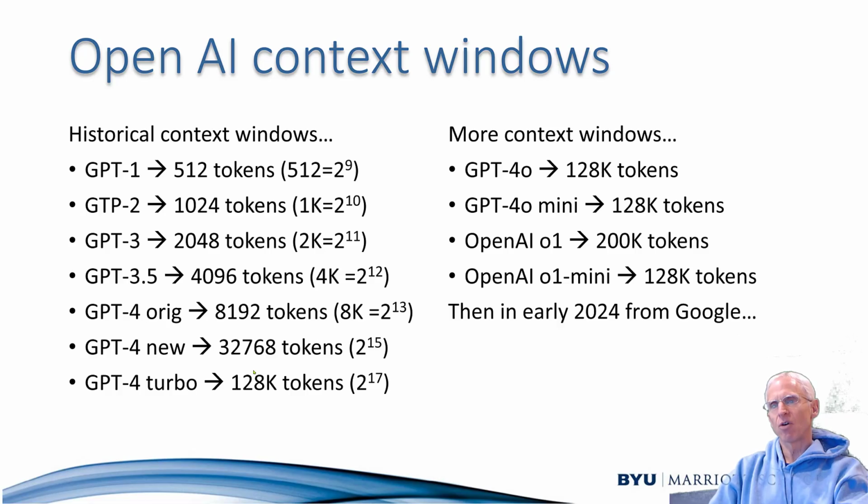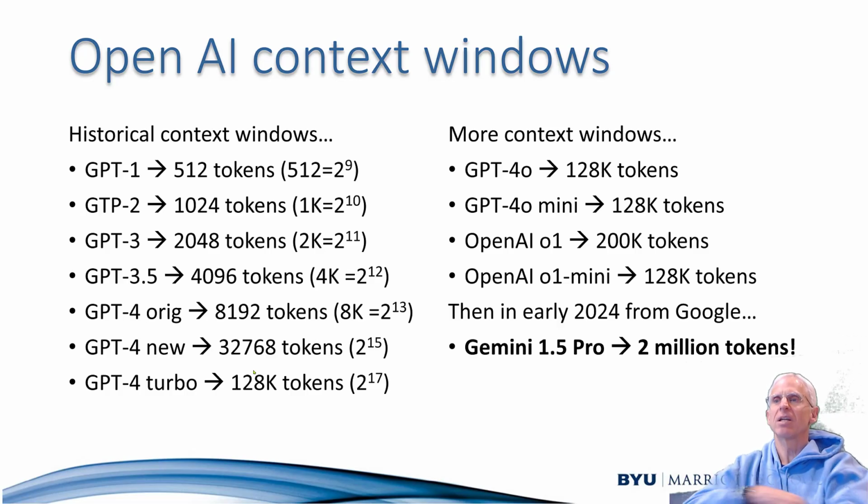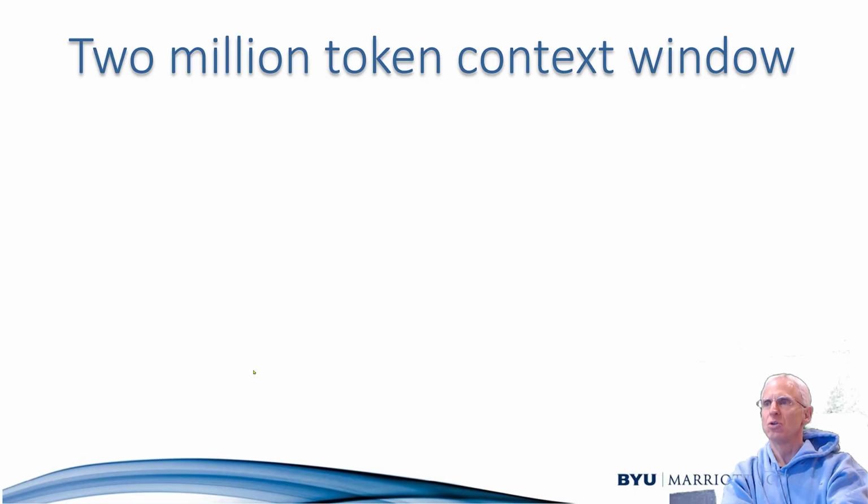In early 2024, Google came out with Gemini 1.5 Pro, with a 2 million token context window. You see that leap there. Now, they did it through some creative ways. They managed this context window. But something we think about is, wow, a 2 million token context window. What do you put in such a large context window?